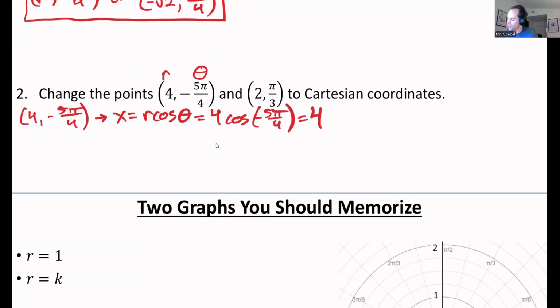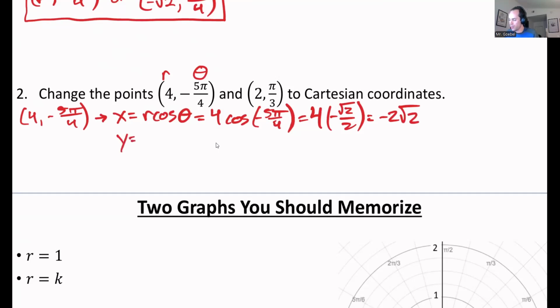We're going to flex our unit circle muscles here. Negative 5 pi over 4 is in the second quadrant, I believe. And cosine is negative in the second quadrant. So this will be 4 times negative root 2 over 2. So this goes in negative 2 root 2, I believe. Yes. So that's my x.